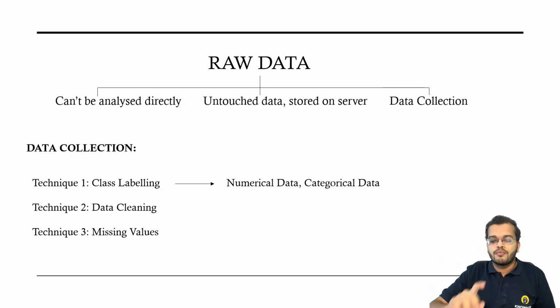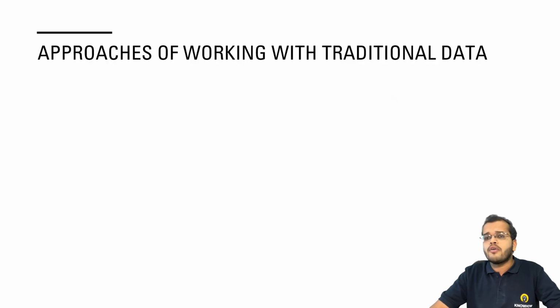All right. So we have to work on these three important techniques as soon as we get the traditional data or raw data that I can talk about. So now let us understand what are the different approaches of working with this traditional data. The first thing that I am talking about is balancing.